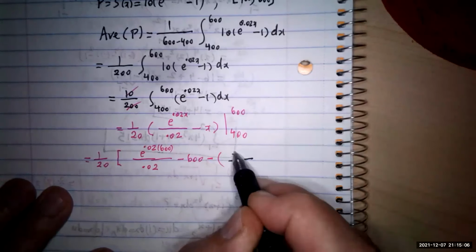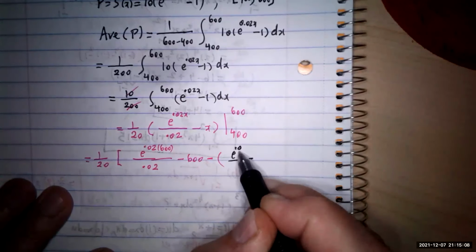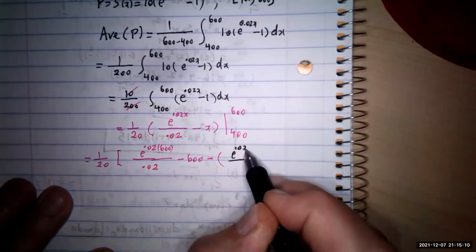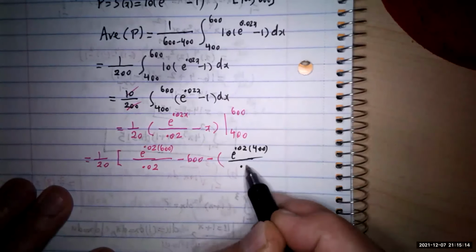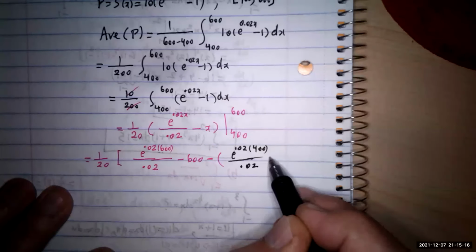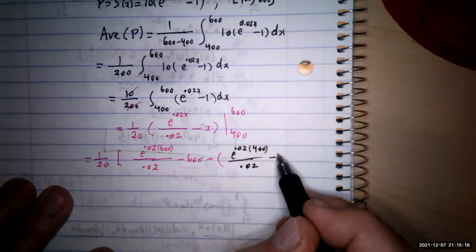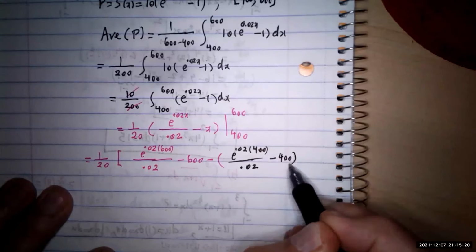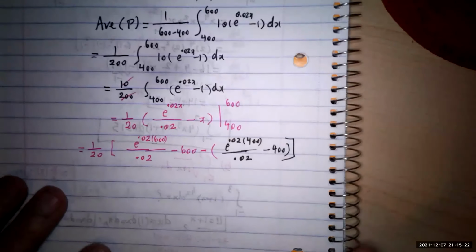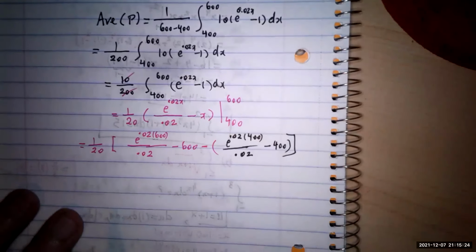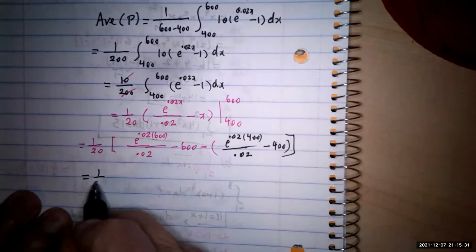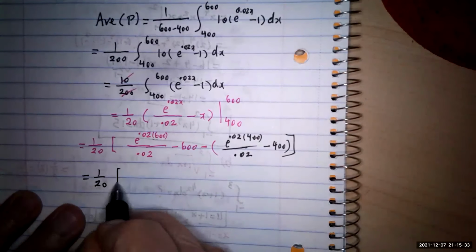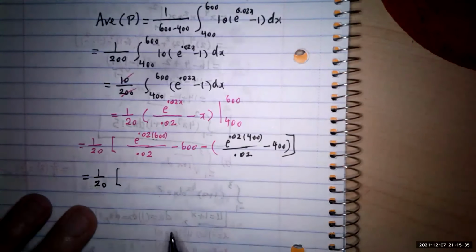So it's going to be e to the 0.02 times 400, divided by 0.02, minus 400. See, this is going to be the one. Be patient, be careful about these negative signs. Question? We're just substituting. So go on inside, put them together, and eventually use your calculator.